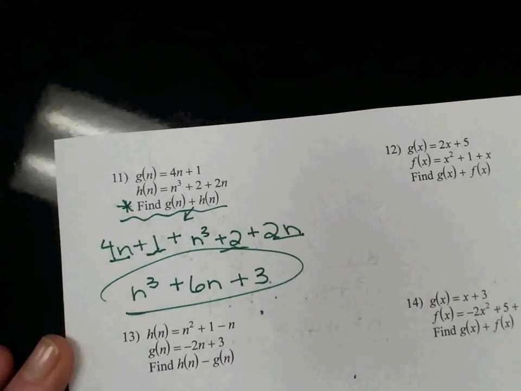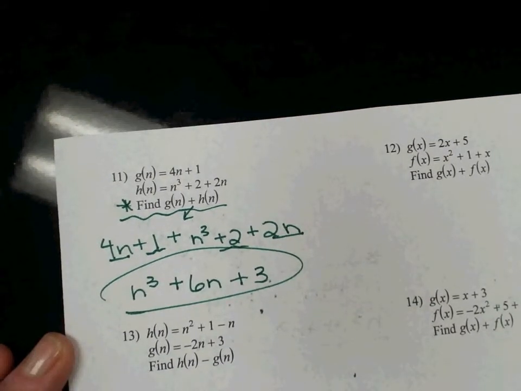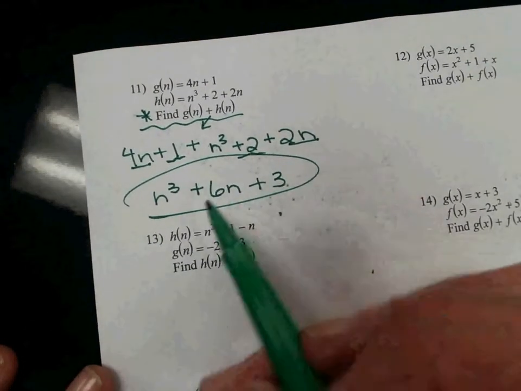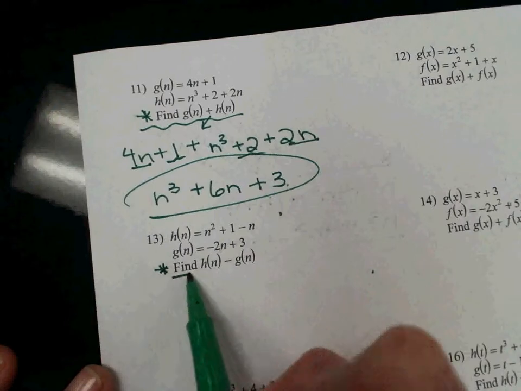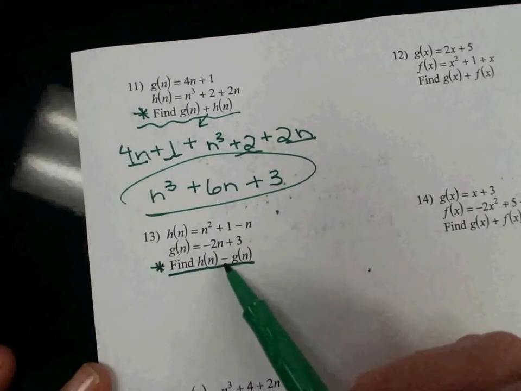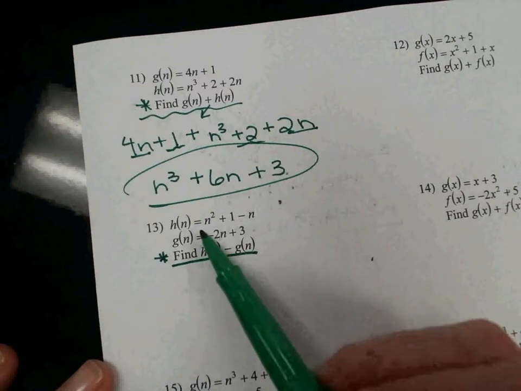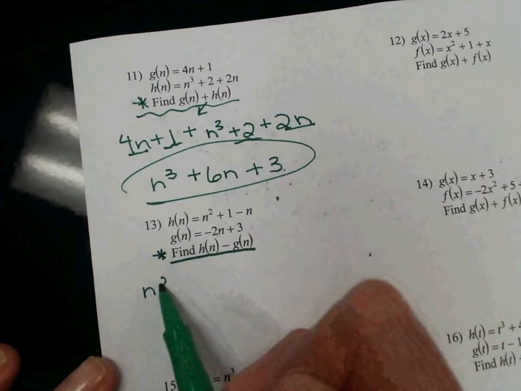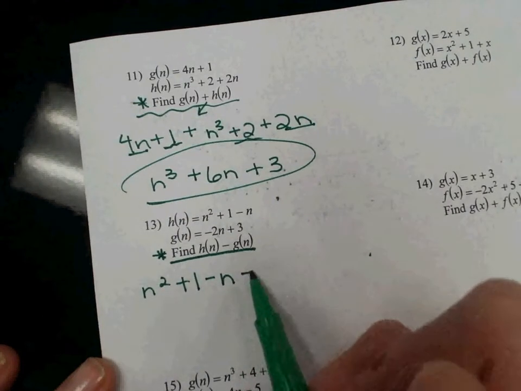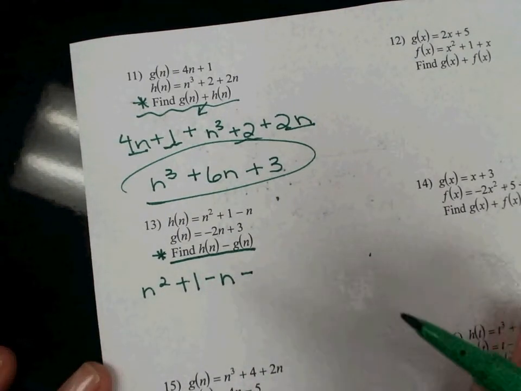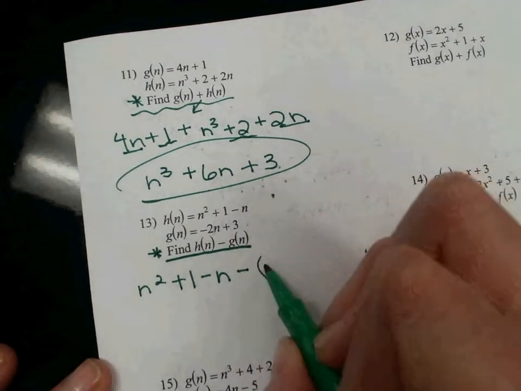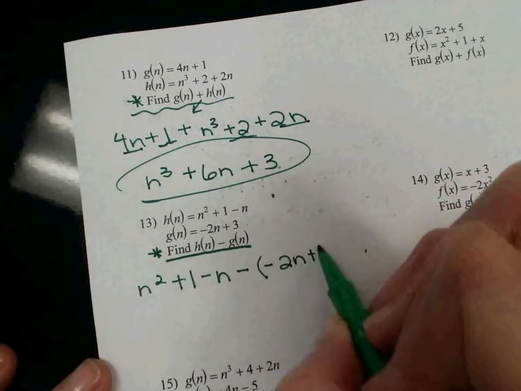Let's do one more. We'll do number 13. So here's my instructions. Find h of n minus g of n. You want to pay close attention to that operation in here. So h of n says n squared plus 1 minus n. And then minus, whenever I use a minus, I have to include what? Parentheses, yes. So parentheses negative 2n plus 3.